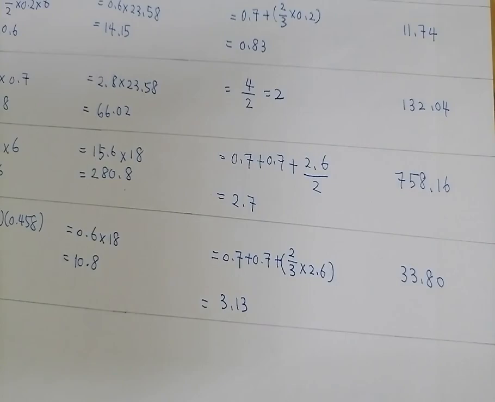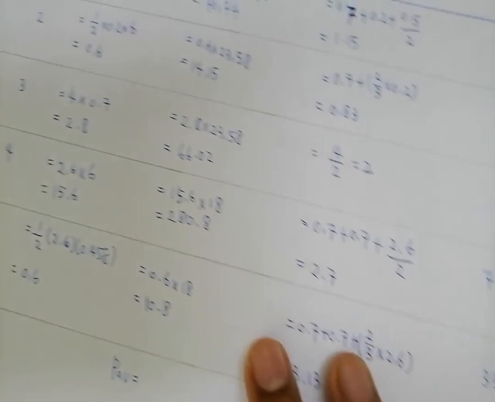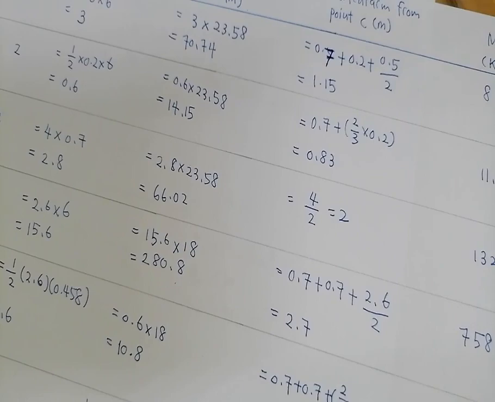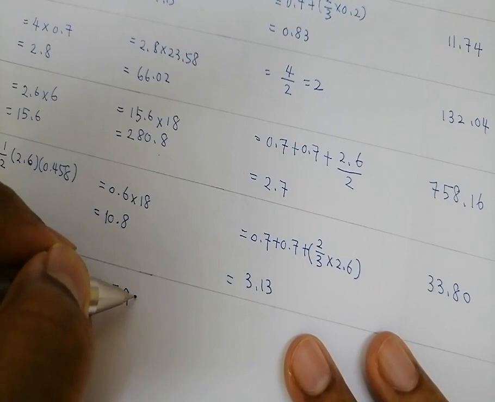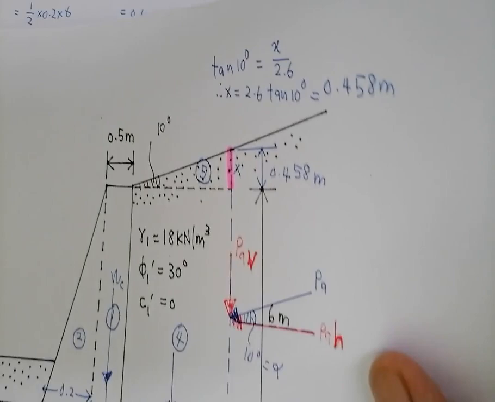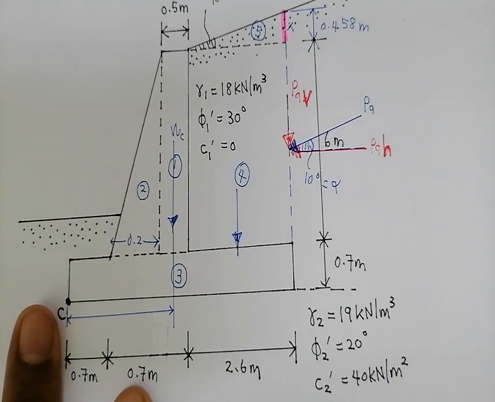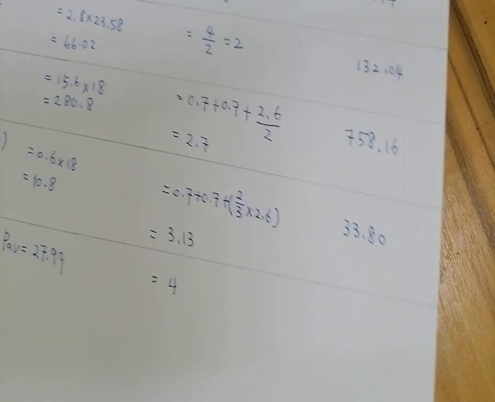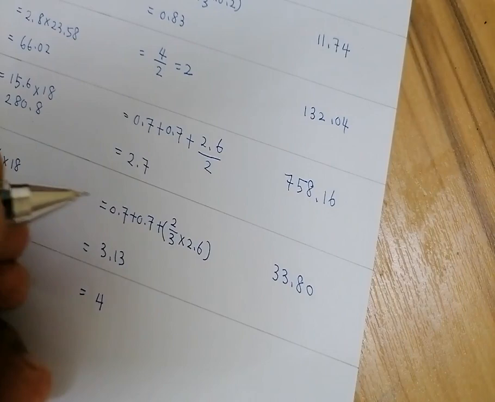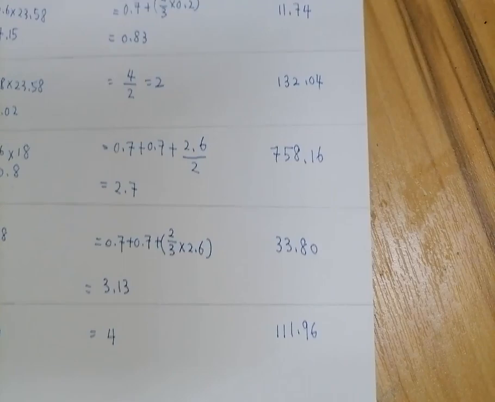So we put PAV under column 3, which is weight per unit length. So this is our PAV, which equals 27.99. And the moment arm from point C is this distance, so it's 0.7 plus 0.7 plus 2.6. It is 4 meter. Therefore, your moment is 111.96. All right, so we're done with calculating the resisting moments.